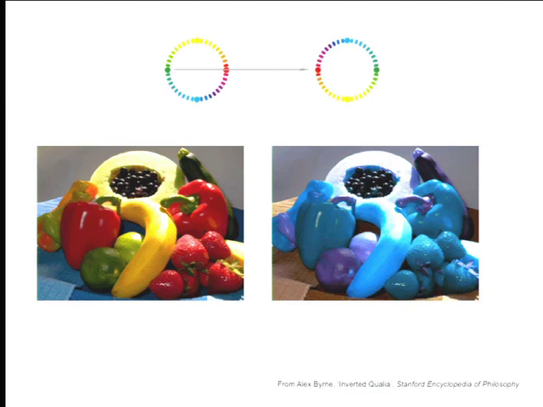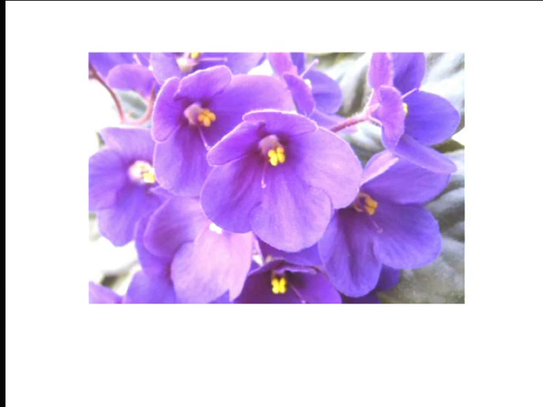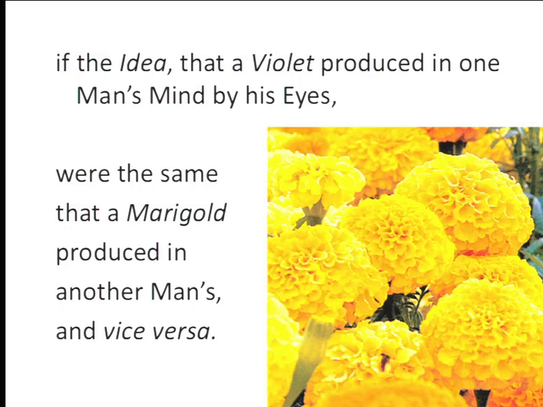So the problem of the inverted spectrum, so far as I know, was first stated by Locke in connection with violets. That's on violets. Now do you understand? Anyway, Locke said, if the idea that a violet produced in one man's mind by his eyes were the same that a marigold produced in another man's, and he means in terms of colour.